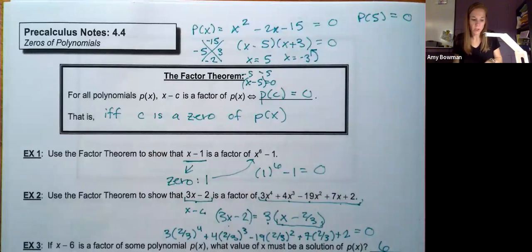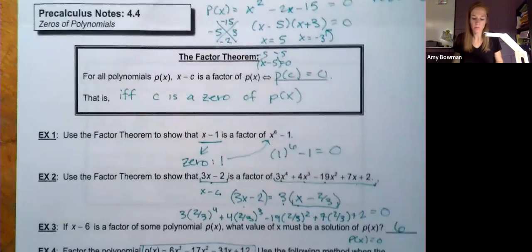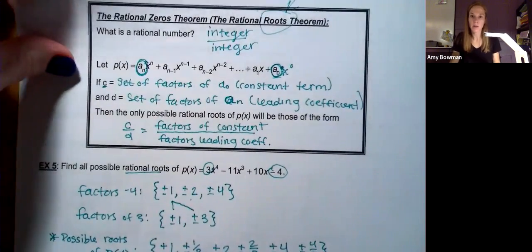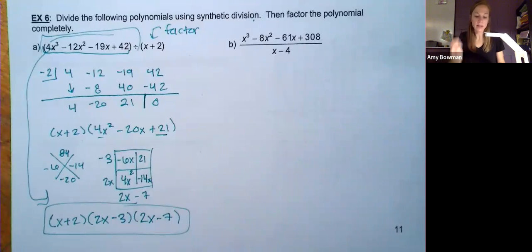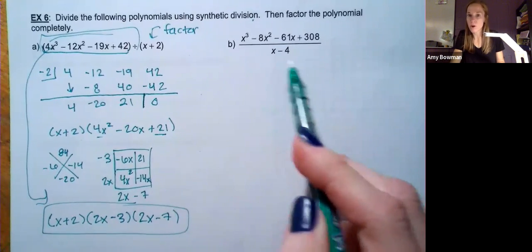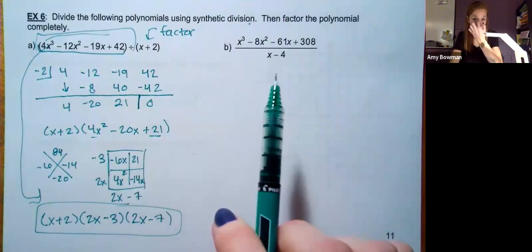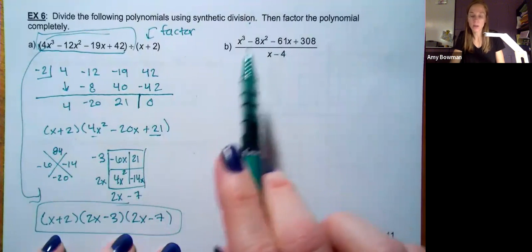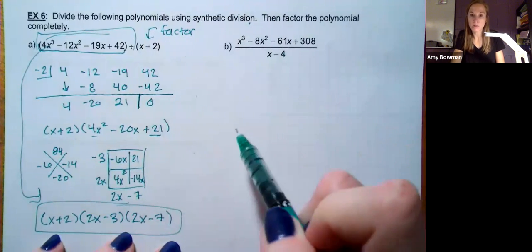Okay, so we're going to finish up the second half of section 4.4. So we've done that whole first page and got through the rational roots theorem, and then we're going to pick up right where we left off, where we are factoring completely given the fact that we know one factor of a polynomial. So here, number 6, part B, we're going to factor this numerator, this cubic polynomial, completely knowing that x minus 4 is one of its factors.